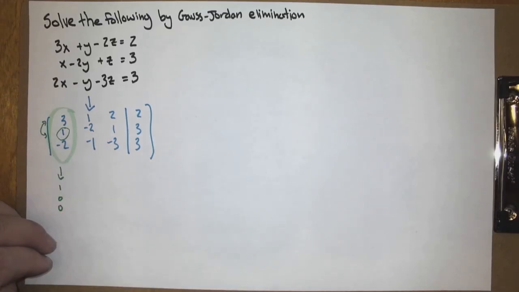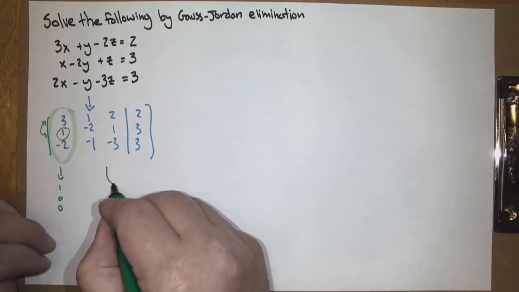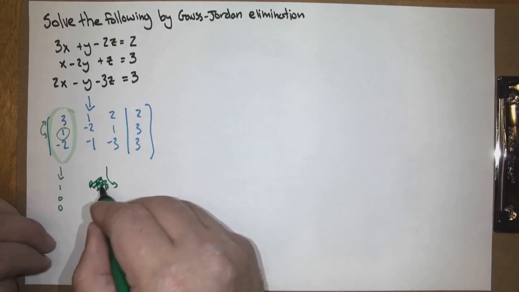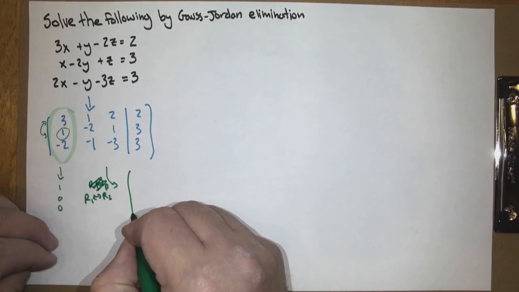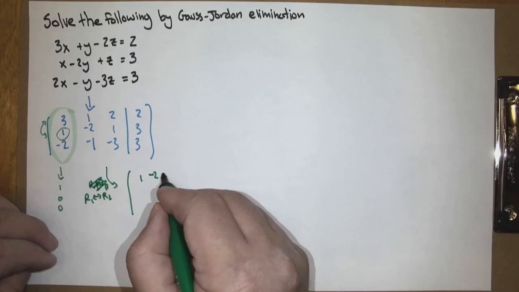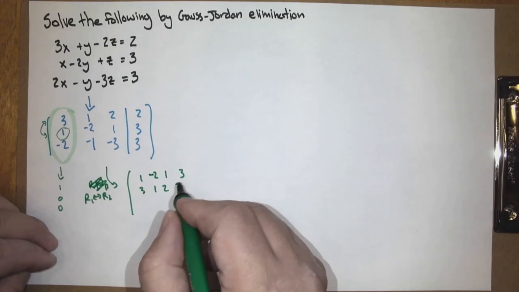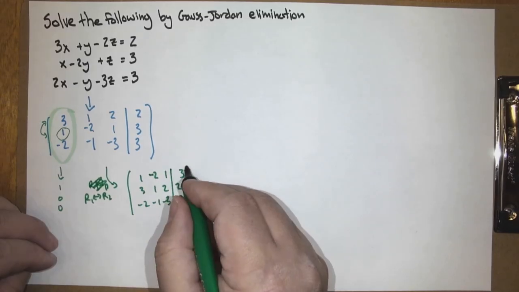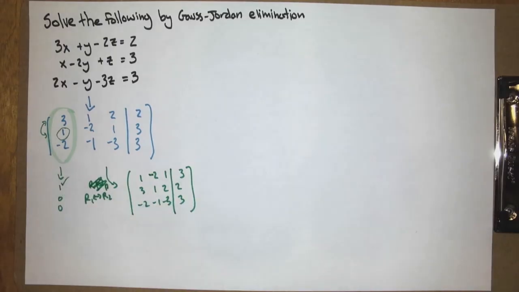Do you want me to keep running down the row operations as we go through? Is that helpful? Okay. So this says swap row 1 with row 2. Row 1 swaps with row 2. So we get 1, negative 2, 1, 3, 3, 1, 2, 2, minus 2, minus 1, minus 3, 3. All right, so the 1 is in the right place.